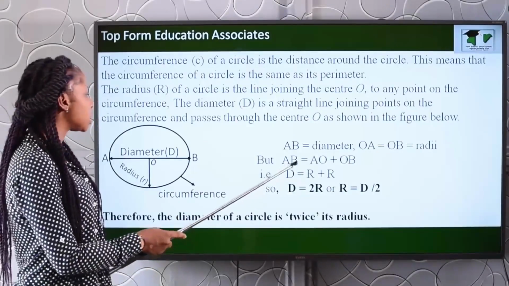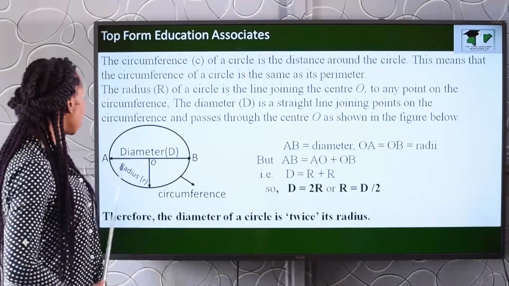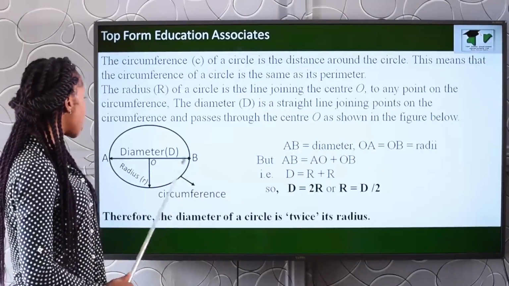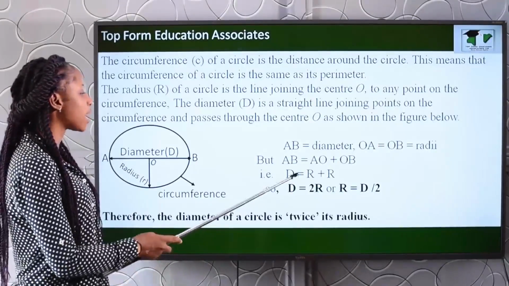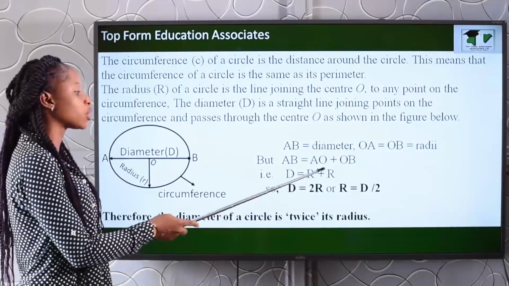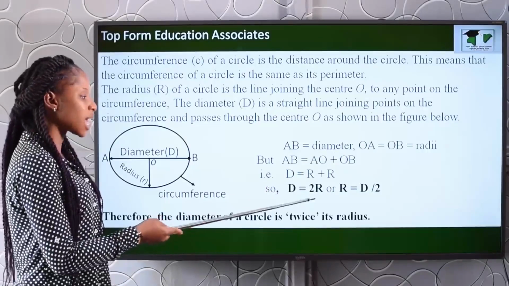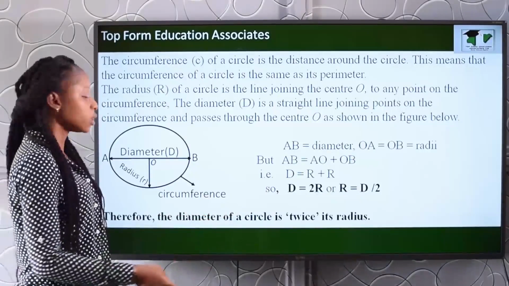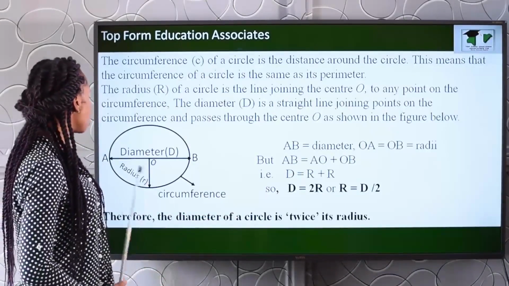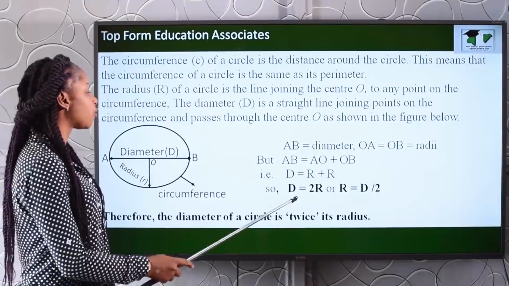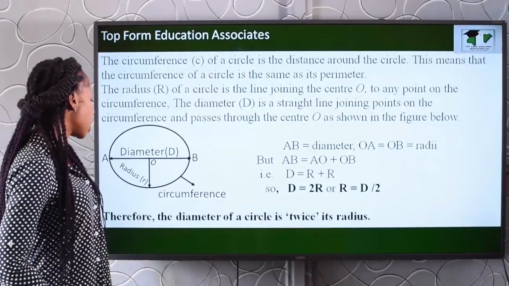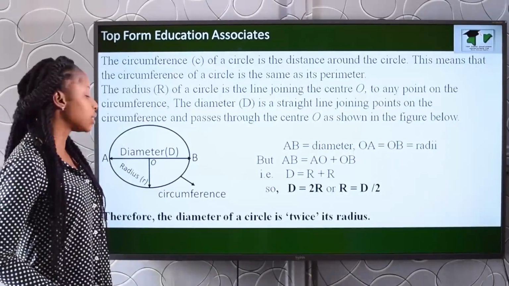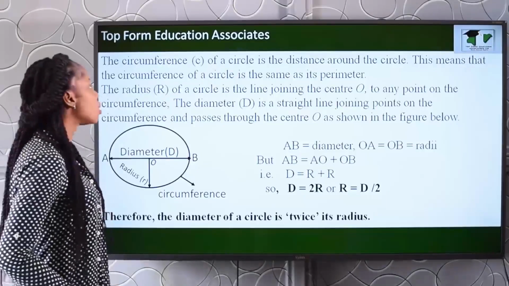Let's look at this. AB is the diameter and OB is the radius. AB is equal to OA plus OB. Look at it very well. AO and OB make up AB. So therefore, we can say that diameter is equal to R plus R, which is radius plus radius. The same thing as D equals 2R, or R equals D over 2. Simply meaning if we are looking for R, we divide the diameter by 2, or if we are looking for D, we multiply the radius by 2. Therefore, the diameter of a circle is twice its radius.